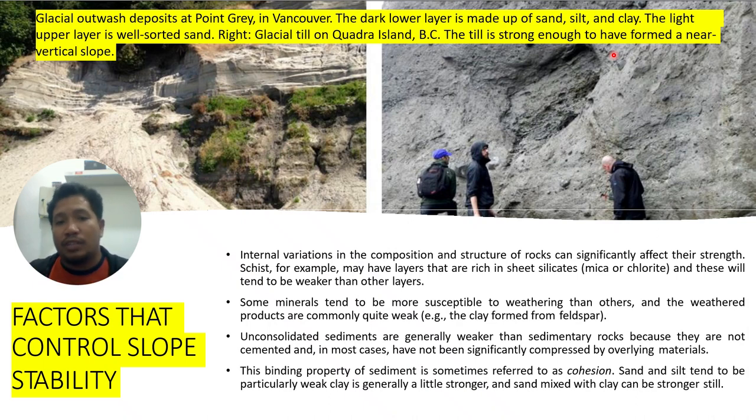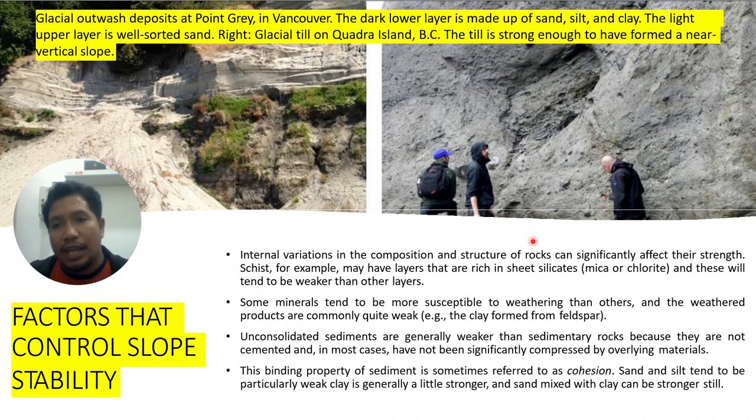The binding property of sediment is sometimes referred to as cohesion. Cohesion is the force that holds the grains of sediment together, and the strength of cohesion depends on the size and shape of the grains, the amount of water in the sediment and the type of minerals that are present. In general, sand and silt are particularly weak sediments. Clay is generally a little stronger, and sand mixed with clay can be stronger still, because the combination of these two materials fills up the voids between them.